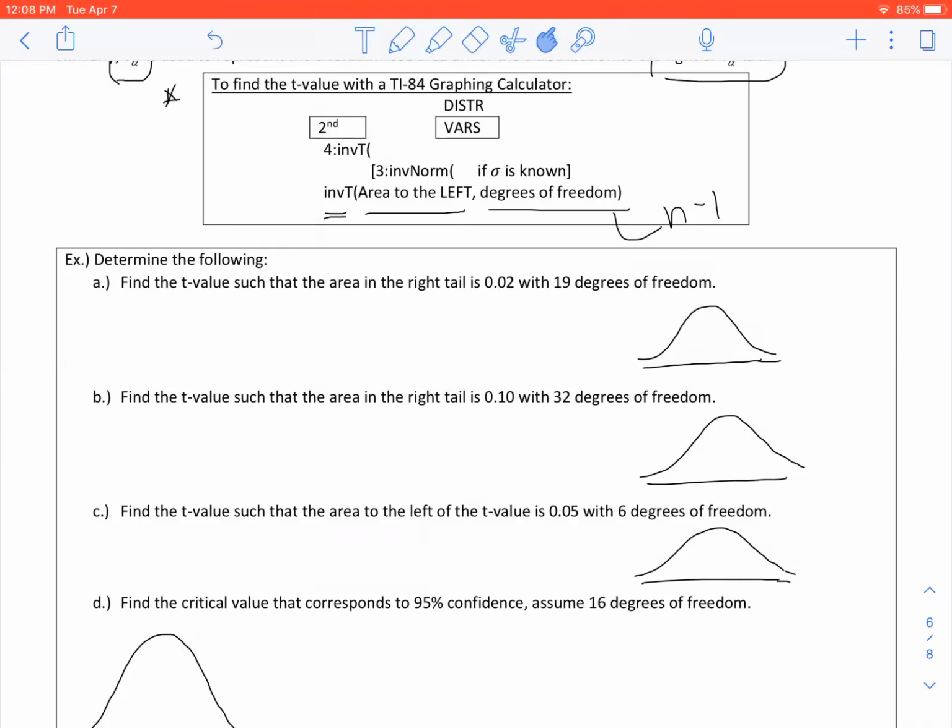We are in section 7.2 continued. This is on the top of page 6. So the example says determine the following, and we are going to round to 3 decimal places. The first one says, part A, find the t value such that the area in the right tail is 0.02. So we need to find the value of t.